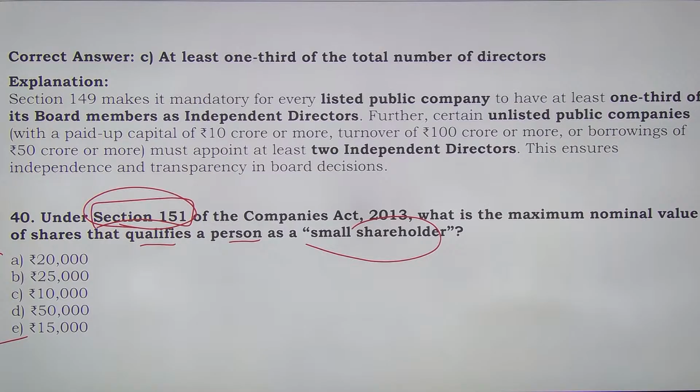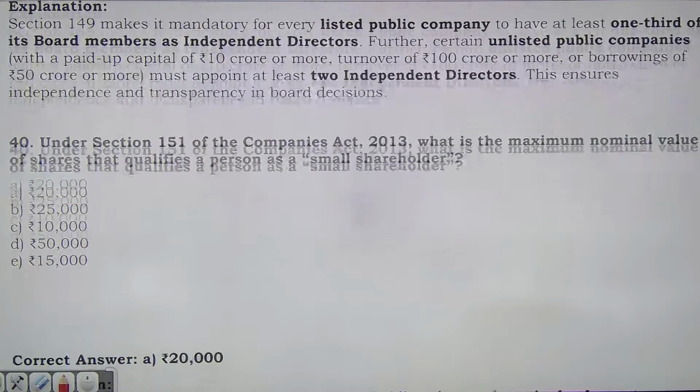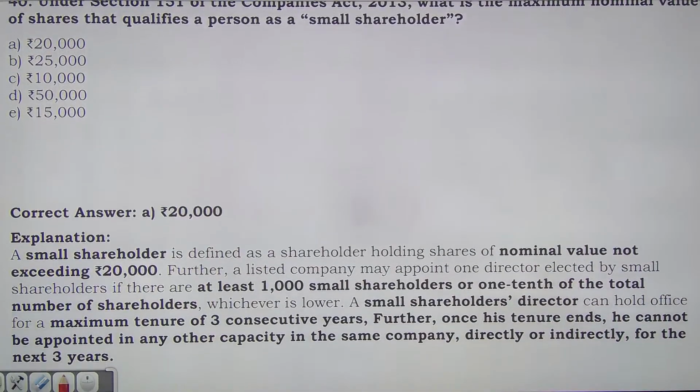Okay. So the answer here is 20,000. Okay, if the nominal value is up to 20,000, then in that scenario you will be known as what? As a small shareholder.